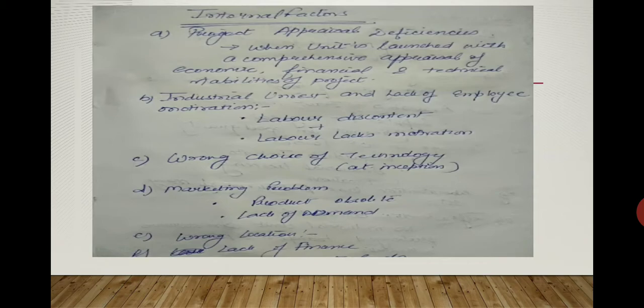Next is wrong location. The industry is located in an area where it is not being demanded by the consumers, and there are paramount difficulties related to that, either for supplying the product or related to any attribute of the product. So again, the wrong location poses the problem. Next is lack of finance. The companies are not getting financial aid on time, or the financial institutions are not ready to give them the funds. So this also leads to industrial sickness, because they do not have funds even to ensure their sustenance.